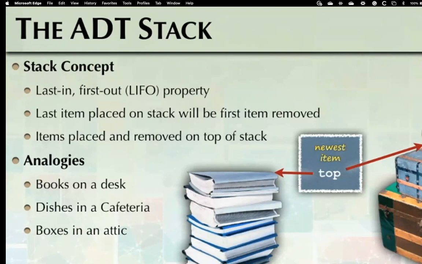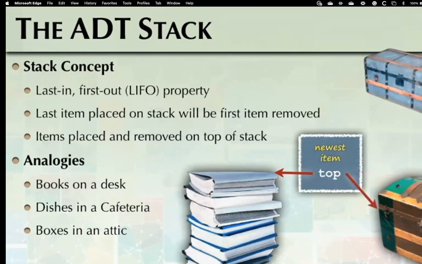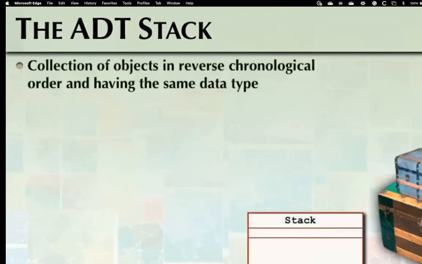The only way to look at an entry that is not at the top of the stack is to repeatedly remove items from the stack until the desired item reaches the top. If you were to remove all of the stack's entries one by one, you would get them in reverse chronological order, beginning with the most recent and ending with the first item added to the stack. Let's look at the specifications of the ADT stack. A stack is a collection of objects in reverse chronological order and having the same data type. So this is a top level description of what it is, and also specifying a requirement with the type of behavior that you're trying to show.